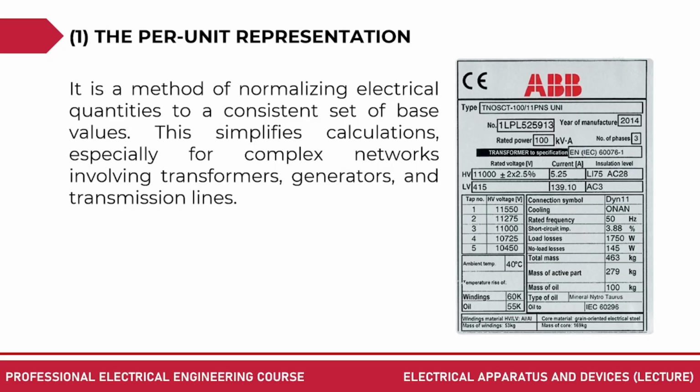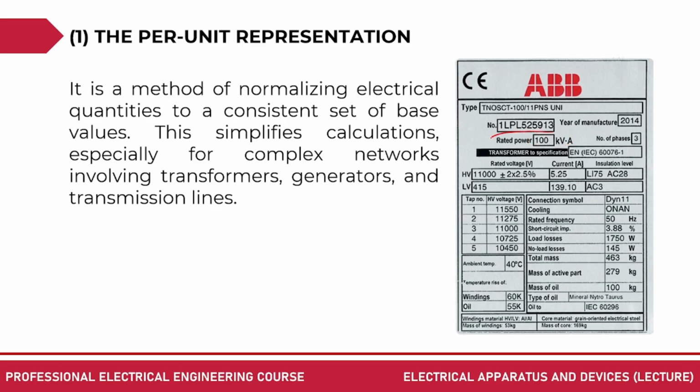Now, the per unit representation is the method of normalizing electrical quantities to a consistent set of base values. This simplifies calculations, especially for complex networks involving transformers, generators, and transmission lines. You may notice the figure on the right side, that exactly is the nameplate of the transformer. It has what? Indicated rated power.